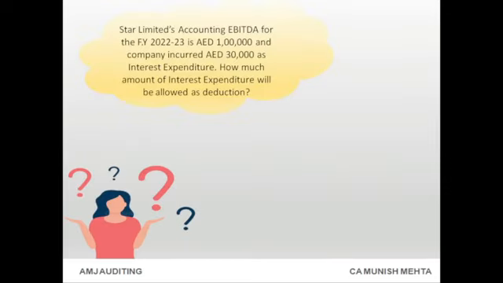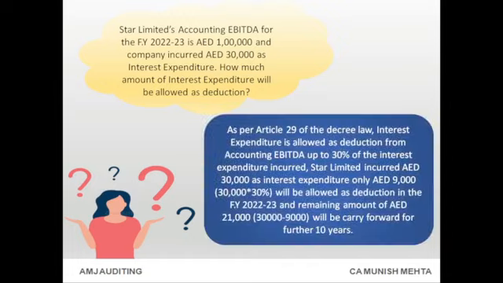Example: Star Limited's accounting EBITDA for the FY 2022-23 is AED 81,000 and the company incurred AED 30,000 as interest expenditure. How much interest expenditure will be allowed as deduction? As per Article 30 of the Decree Law, interest expenditure is allowed as deduction up to 30% of accounting EBITDA. Star Limited incurred AED 30,000 as interest expenditure. Only AED 81,000 * 30% = AED 24,300 will be allowed as deduction in the FY 2022-23, and the remaining amount of AED 5,700 will be carried forward for the next 10 years.